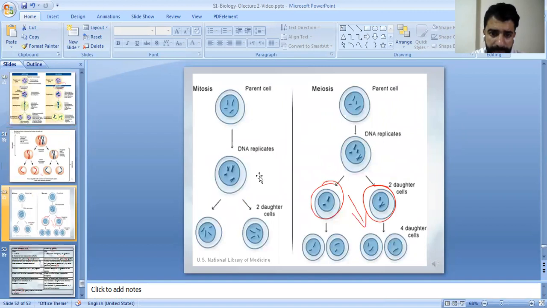And you have to know, for example, if I give you a figure like this with two daughter cells, which cell division is it? It's mitosis. While if you have four daughter cells, it refers to meiosis.